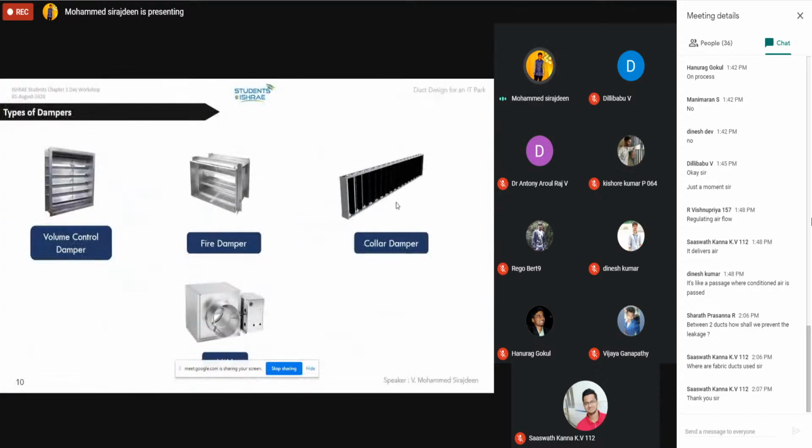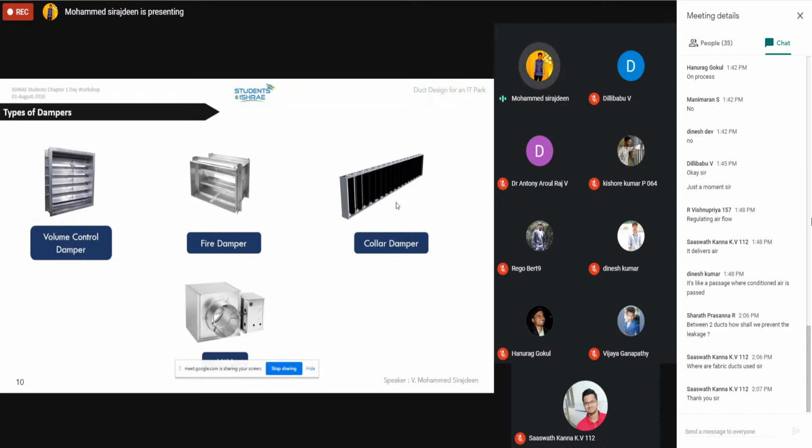Types of dampers. What are the types of dampers available in HVAC systems? Generally used are volume control damper, fire damper, solid damper, and VAV. There are more dampers like motorized damper, non-detent damper, backdraft damper. If we go inside the dampers, it will take 1 hour. So I just want to give you the details of basic dampers.